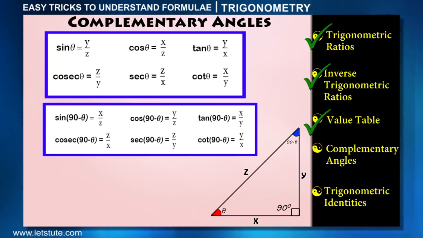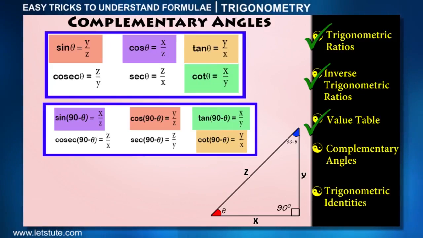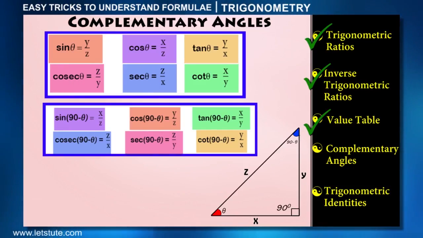We observe that the values of sine theta and cos 90 minus theta are the same. Then cos theta and sine 90 minus theta are equal. Similarly, the values of tan theta and cot 90 minus theta are equal. Cot theta and tan 90 minus theta are equal. The same thing happens with cosec and sec too.